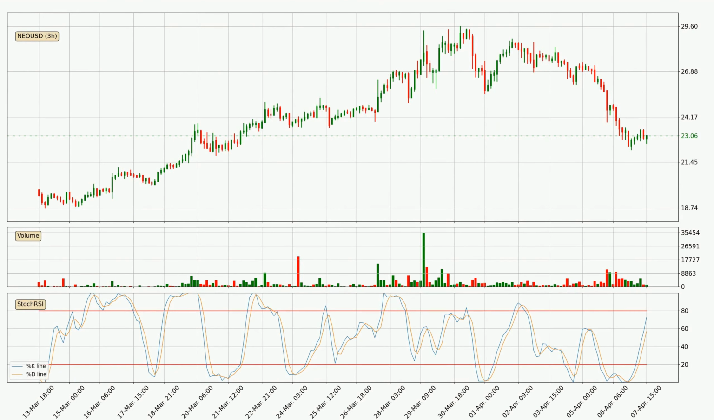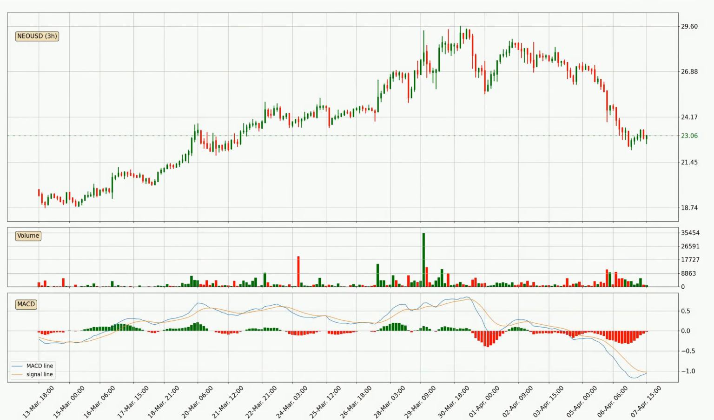Moving to the 3-hourly stochastic RSI, there are no signs of the stochastic RSI being oversold or overbought at this time, but because the %K line is over the %D line, we can deduce that the trend is currently on the up.